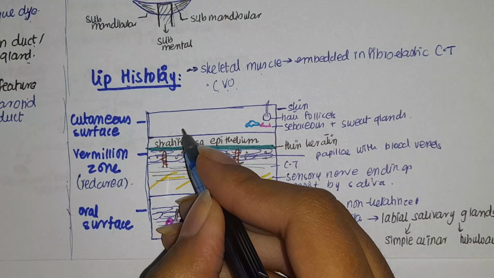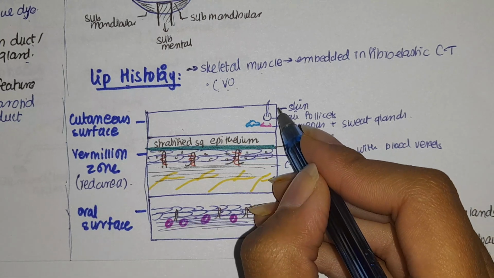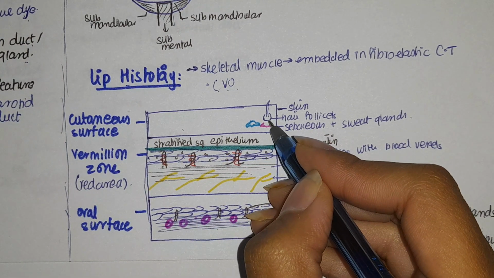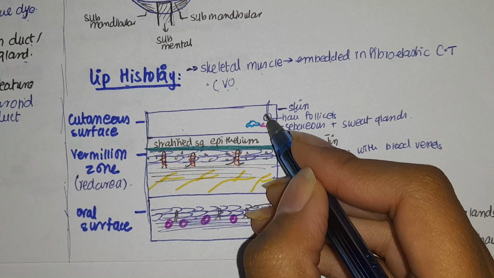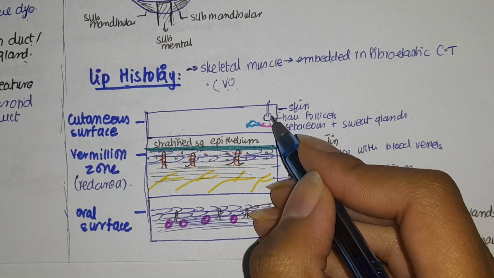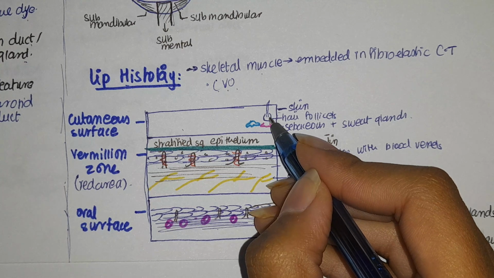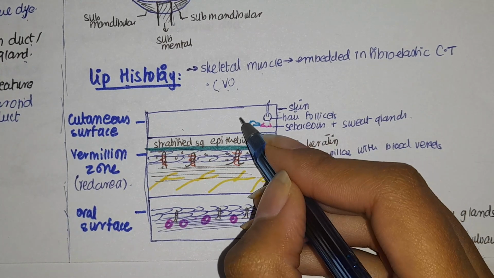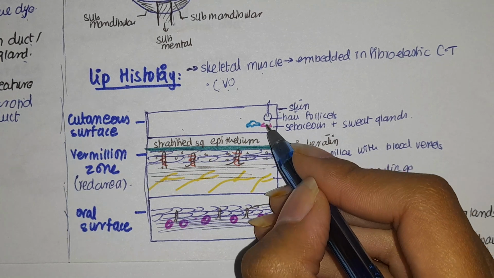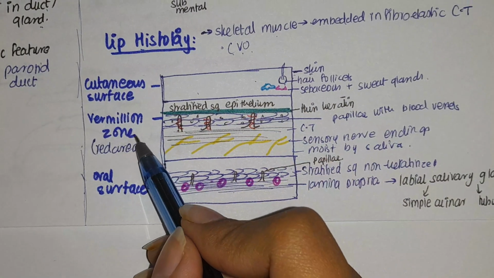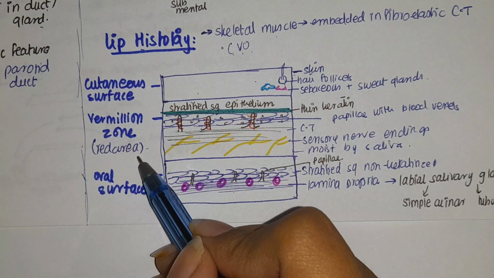Now, this cutaneous surface is actually the skin, which has hair follicles but does not have hair present. So the skin is devoid of hair but with hair follicles, and has sebaceous and sweat glands. So first is the cutaneous surface with sebaceous and sweat glands and hair follicles. Then we have the vermilion zone or red zone or red area.